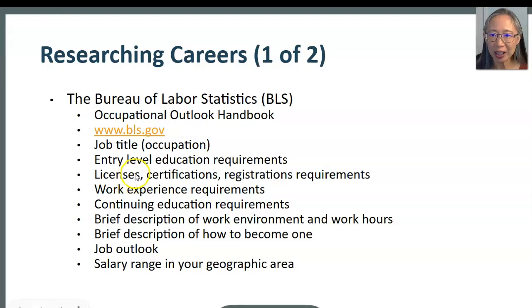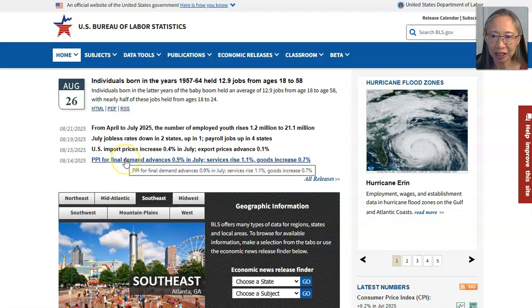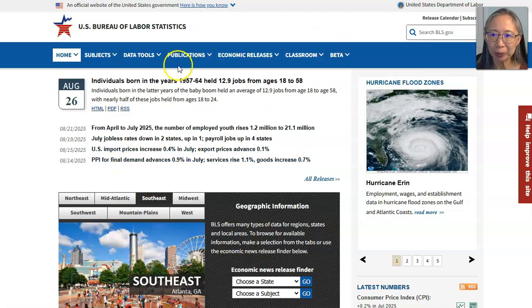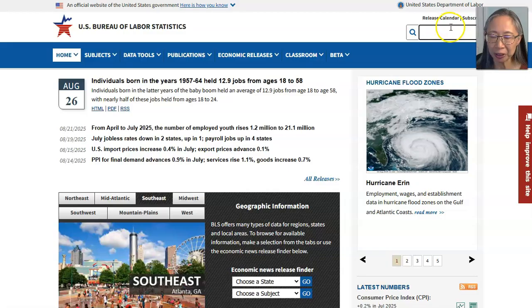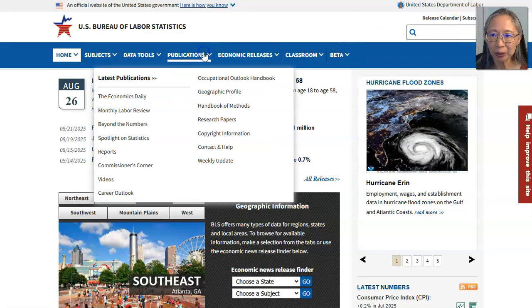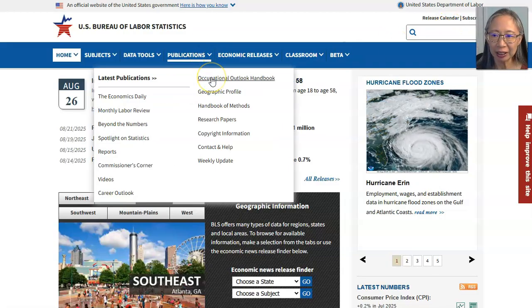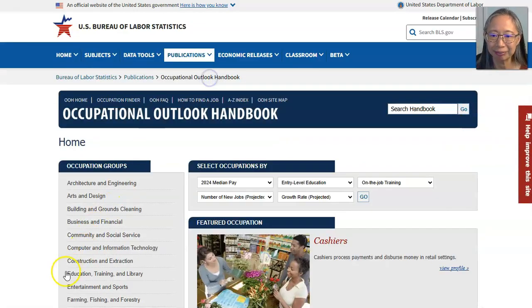Now let's take a look at the BLS website. As you all well know, that website arrangement may change over time. You can always use the search function. You can type Occupational Outlook Handbook in the search bar, or you can go to Publications and click on Occupational Outlook Handbook.